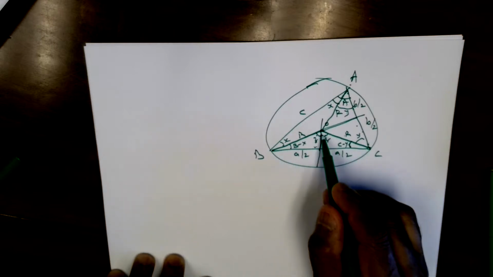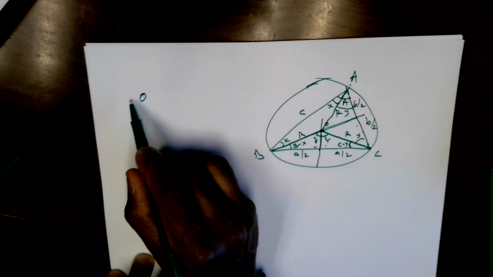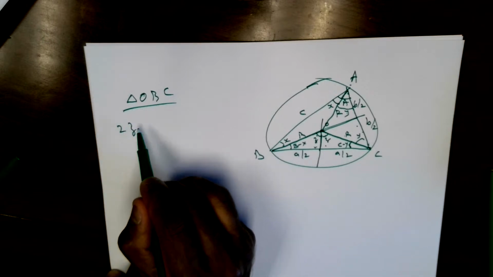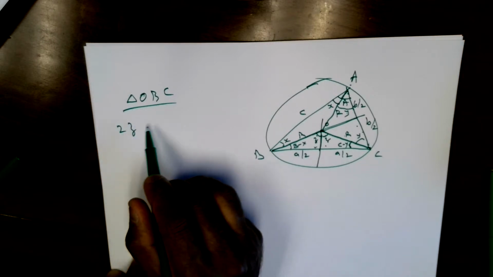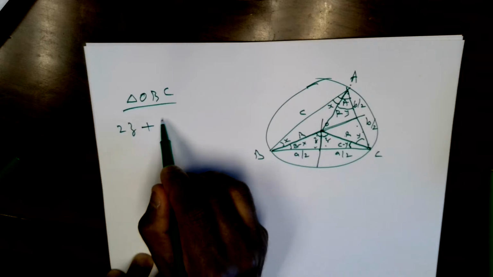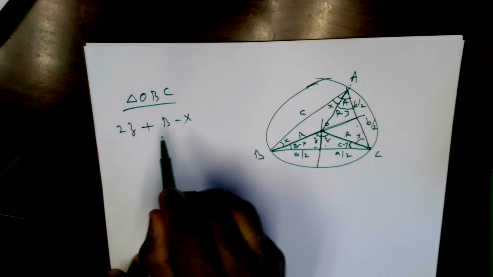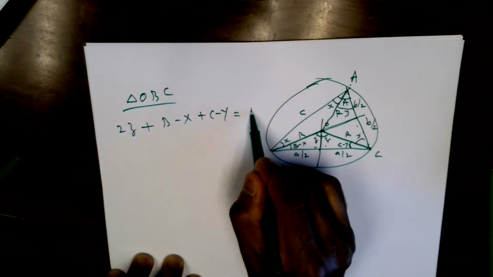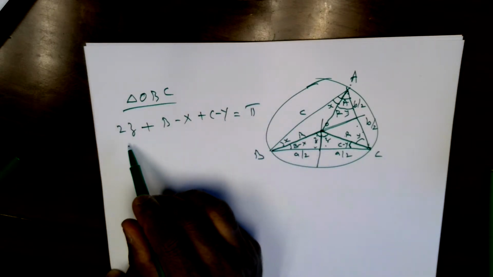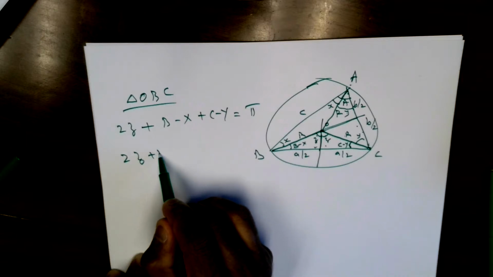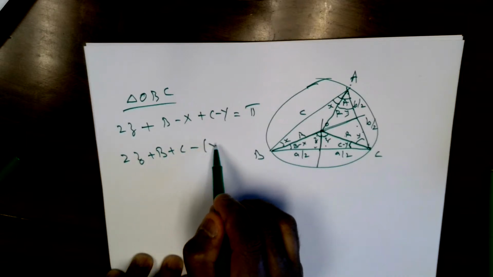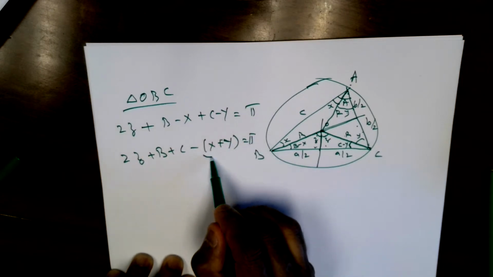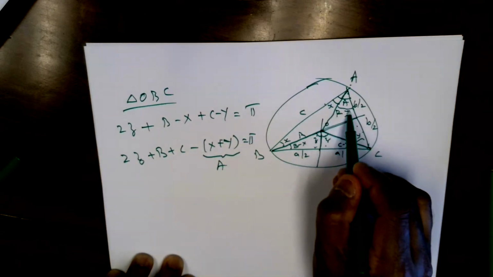So from this triangle OBC, if you look at the angles, you get 2Z plus B minus X plus C minus Y. This is three angles equal to pi. So you get 2Z plus B plus C minus X plus Y equal to pi. But look at the diagram. X plus Y is A.